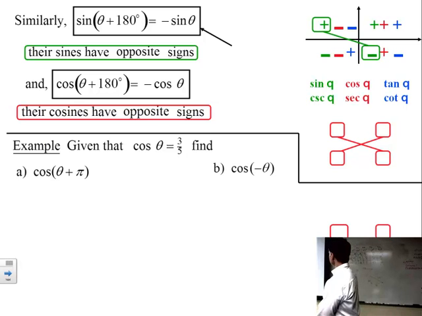Animation is screwy. Don't know why. Cosine of minus theta. Tell me what that is. Cosine of theta plus pi.